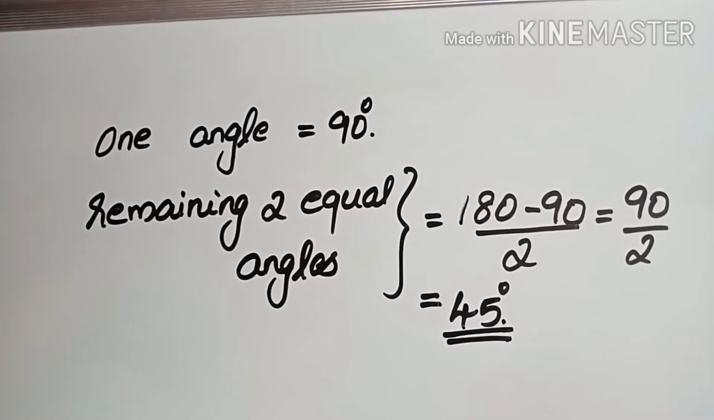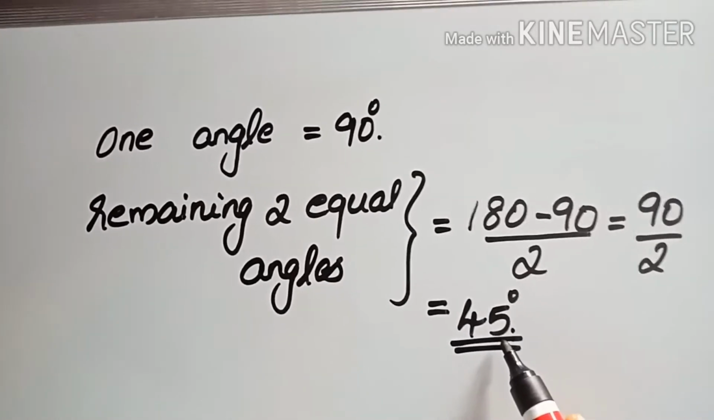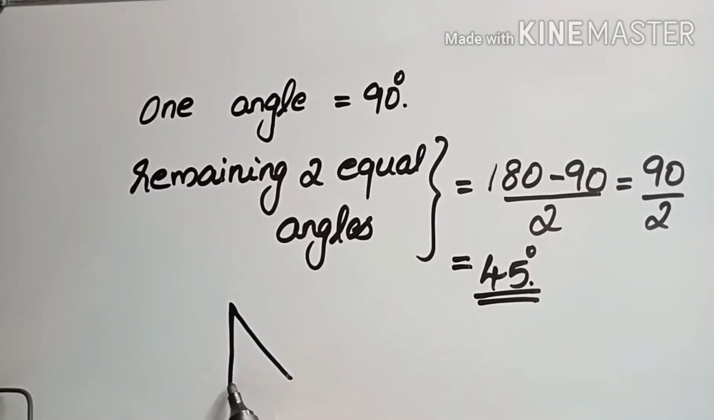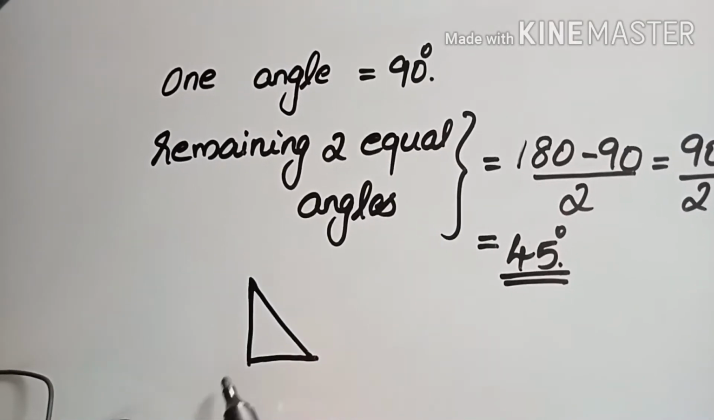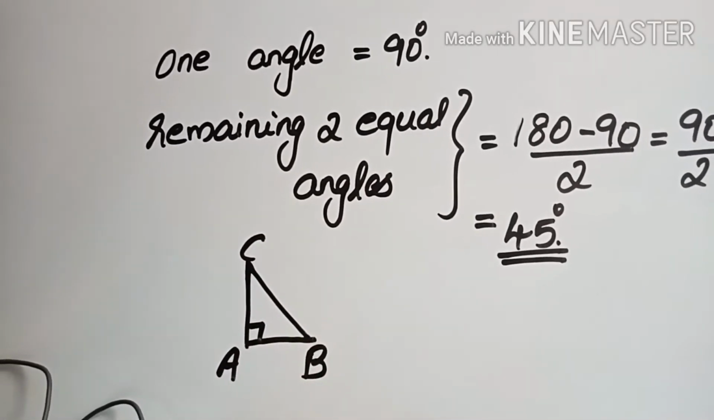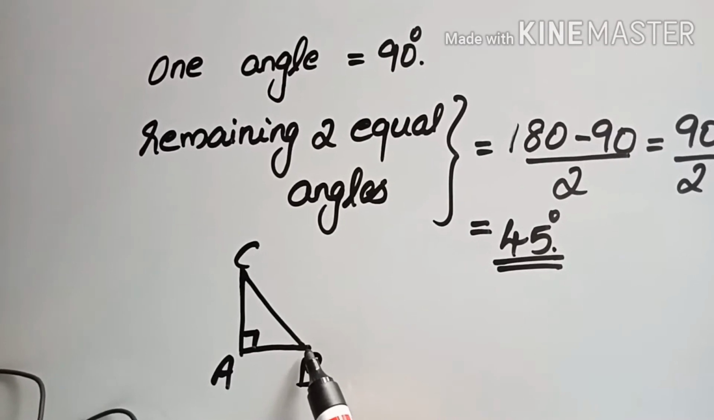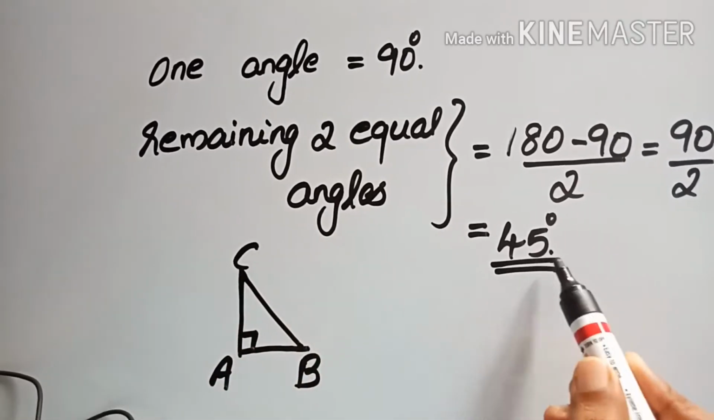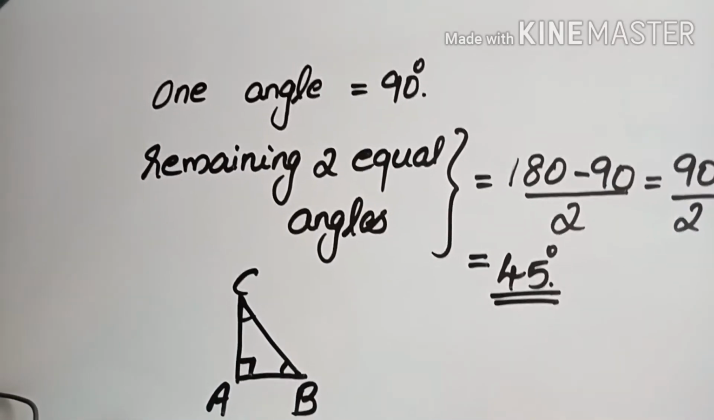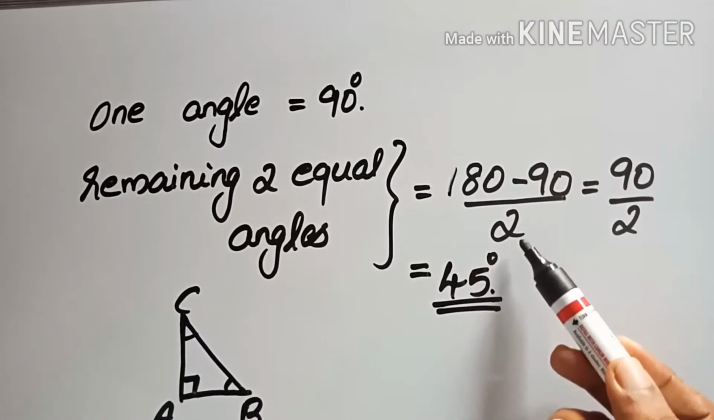Okay, so the total sum will be 180 degrees. 45 plus 45. One angle is 90 degrees, which means the figure will be like this. Okay, so A, B, C. This is also already 90 degrees, given. So angle B will be 45 degrees. Angle C will also be 45 degrees. Okay, so this is the answer: 180 minus 90, divided by 2.